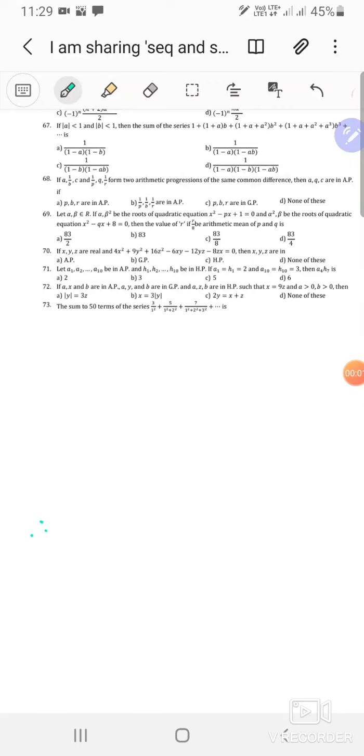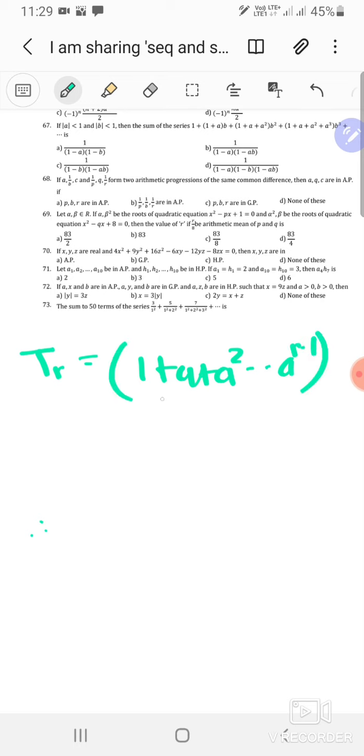Cool. So let's deal with the 67th question. If magnitude of A is less than 1 and magnitude of B is less than 1, then the sum of the series 1 plus (1 plus A) B plus (1 plus A squared) B squared and so on is... and this is like an infinite series. Okay, fine. So the general term of this series is given by (1 plus A plus A squared all the way till A power R minus 1), and this complete thing times B power R minus 1.